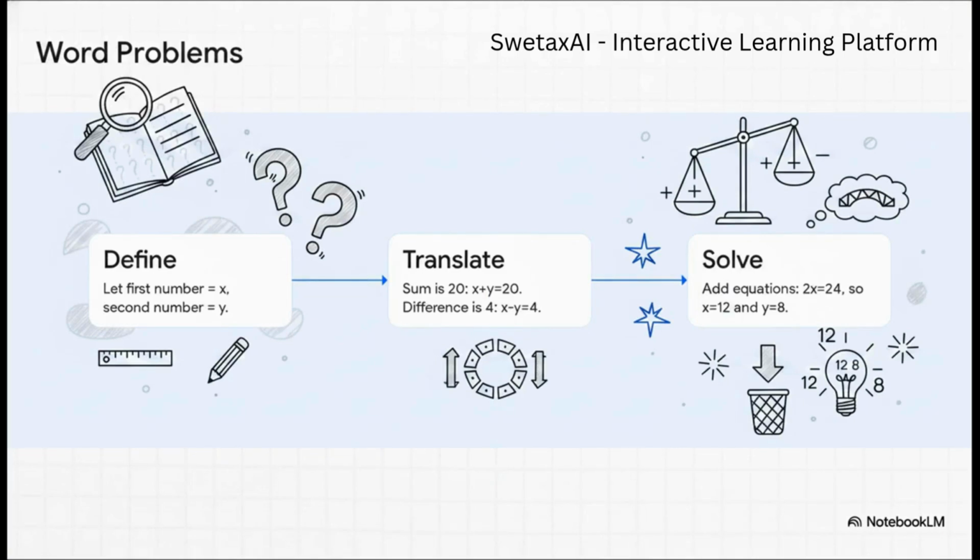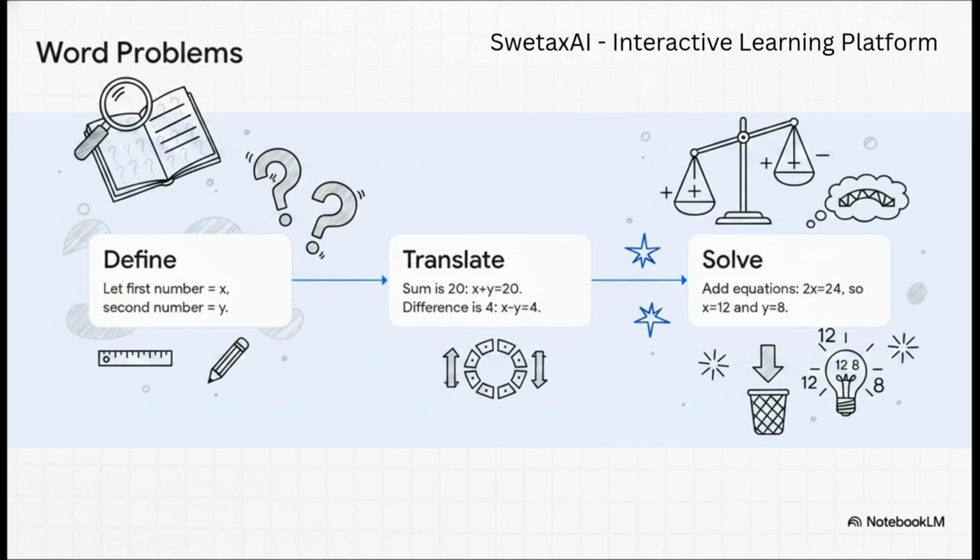Next up, cracking a word problem. This really brings our whole detective metaphor full circle. Step 1 is always defining your variables. Let the first mystery number be x and the second be y. Step 2 is translating that English into math. The text says their sum is 20, their difference is 4. That perfectly translates to x plus y equals 20 and x minus y equals 4.